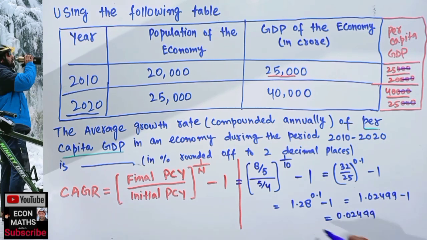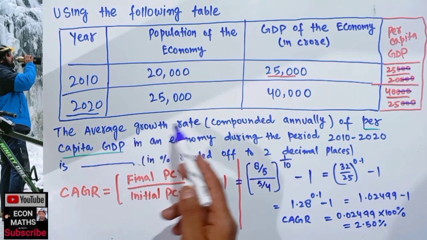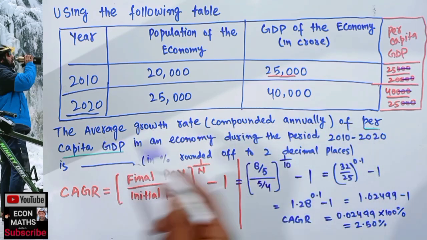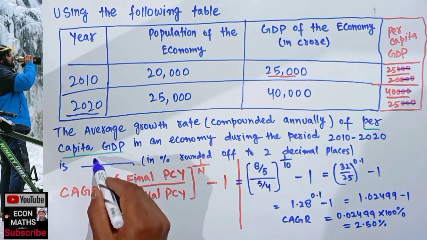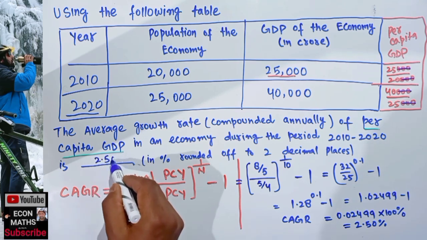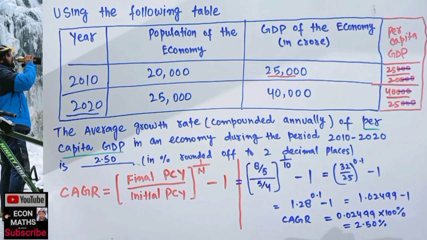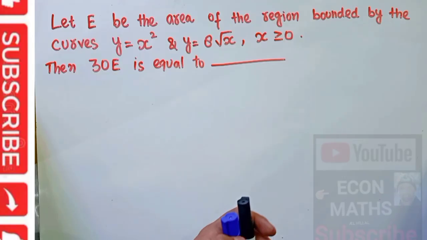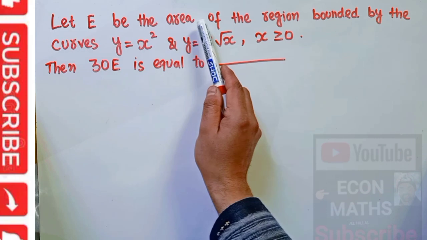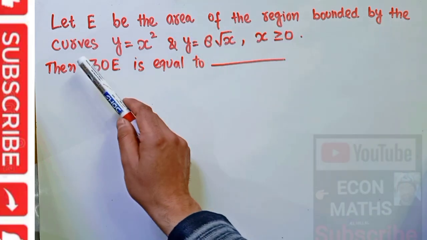And if we see, this is our CAGR. If we convert it into percentage, let us multiply it by 100%, so it will come out to be 2.50%. That means the average growth rate, compounded annually, of per capita GDP will be equal to 2.50%.